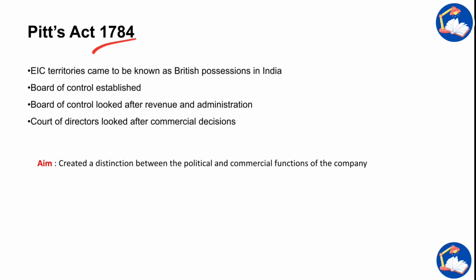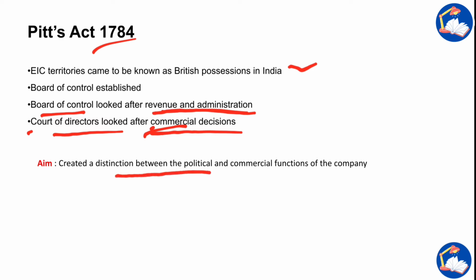Now, East India Company territories came to be known as British possessions in India. The Board of Control was established. The Board of Control was different from the Court of Directors. The Board of Control looked into revenue and administration, while the Court of Directors looked into commercial decisions. So, Court of Directors: commercial decisions; Board of Control: revenue and administration. What was the aim of this act? It created a distinction between the political and commercial functions of the company.